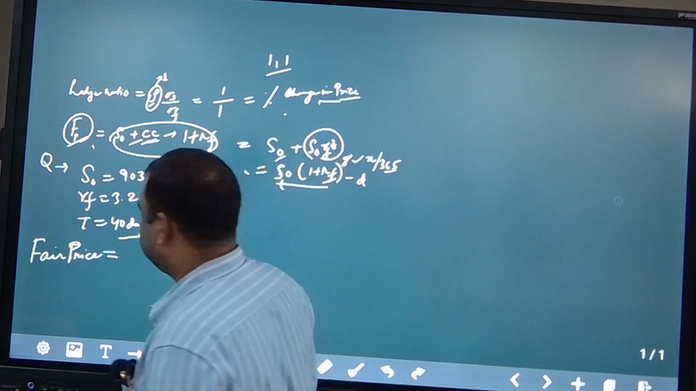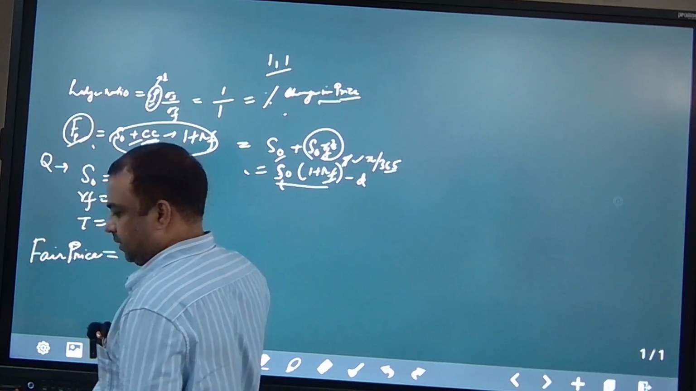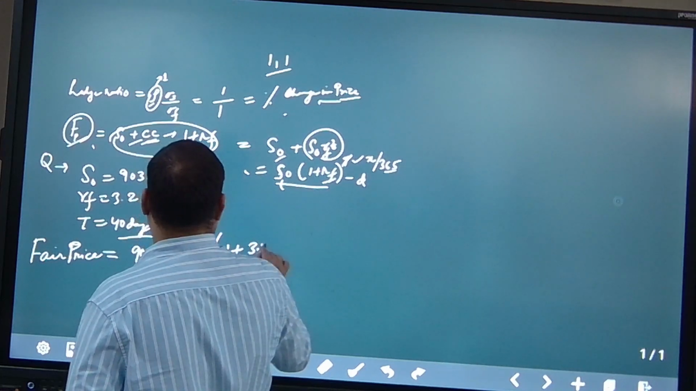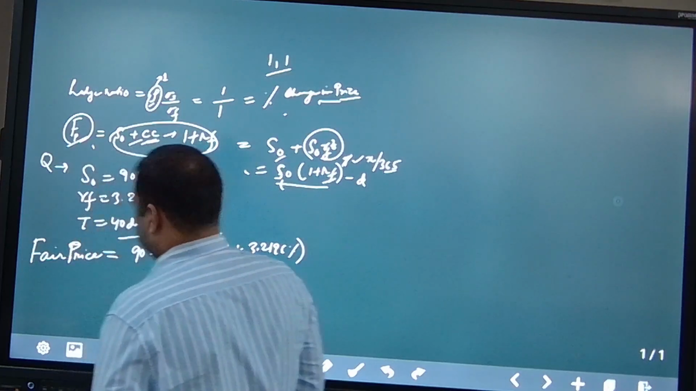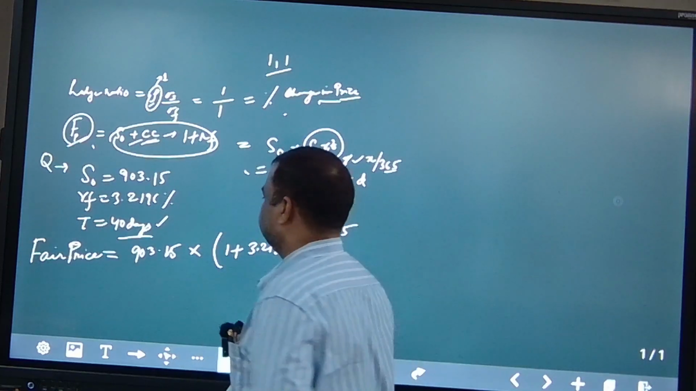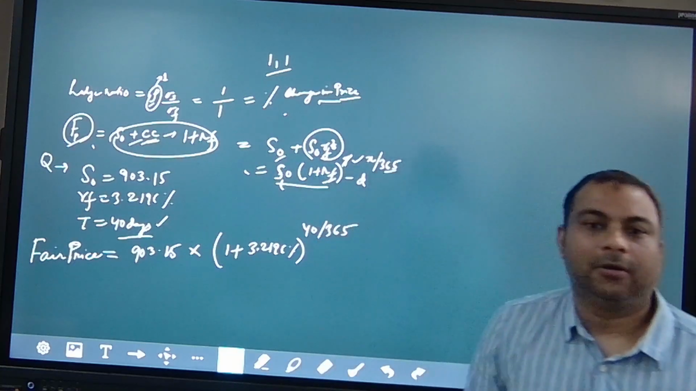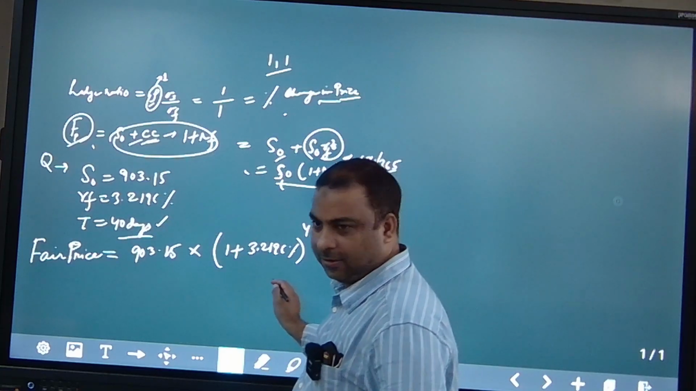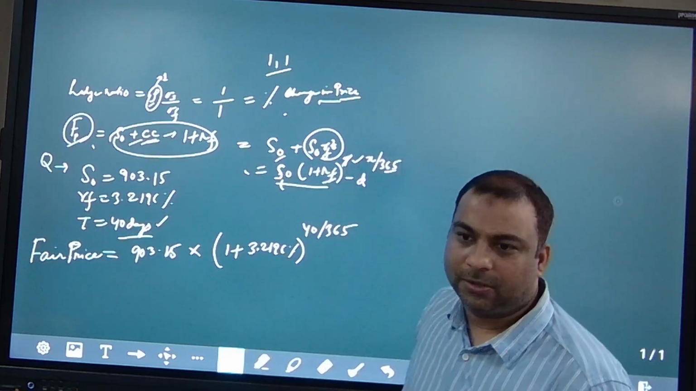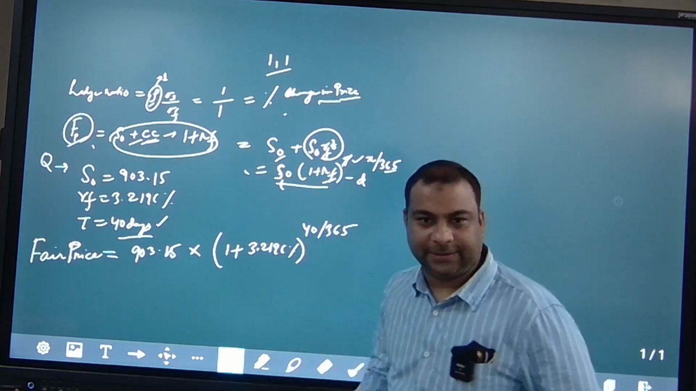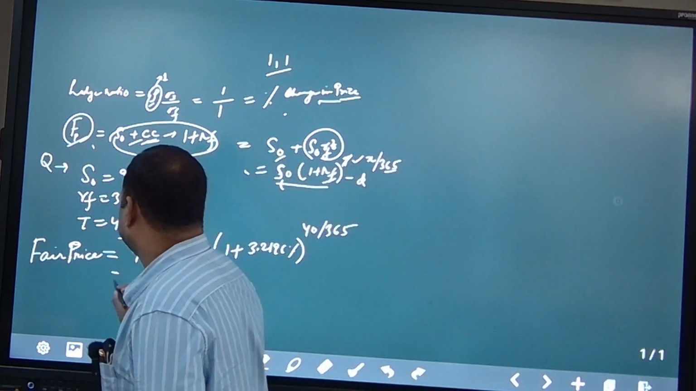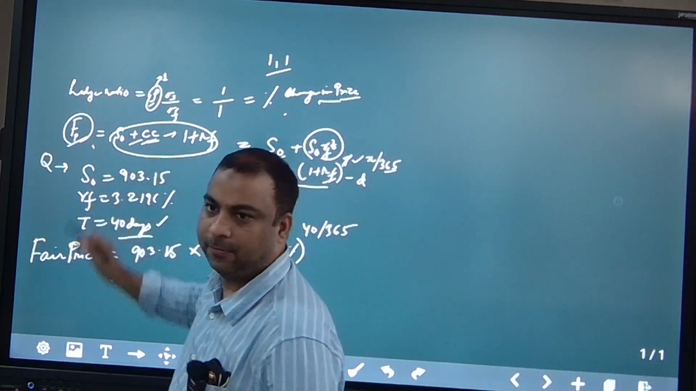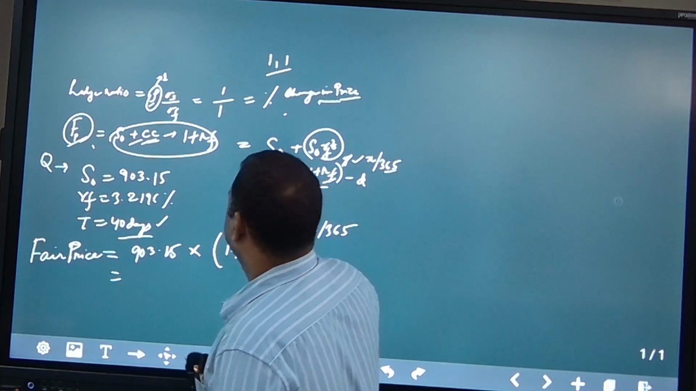तो निकालिए. 903.15 multiply by (1 plus RF) 3.2196% power 40 by 365. There is no dividend available. Calculate it please. You can convert it into point, divided by 100, 1.03, 1.032196. Please calculate, everyone. Yes, this is the simple model.